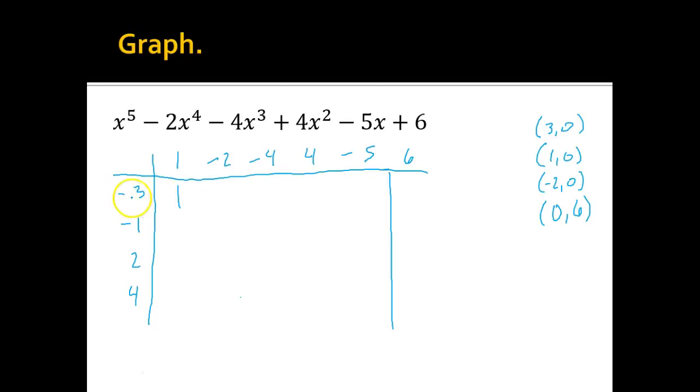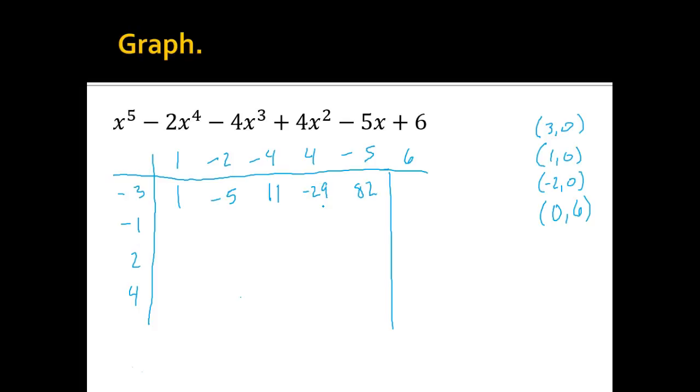All right, bring down the 1, times negative 3 is negative 3, minus 2 is negative 5, times negative 3 is positive 15, minus 4 is 11, times negative 3 is negative 33, plus 4 is negative 29. Now, at this point, you can see that's getting pretty big, and when I multiply it by negative 3 again, it's going to be really big. Negative 3 times negative 29 is positive 87. Sorry, it's going to be a big positive number, but then we're going to multiply it again, and it's going to be really negative. Okay, so positive 87 minus 5 is 82. And then times negative 3.